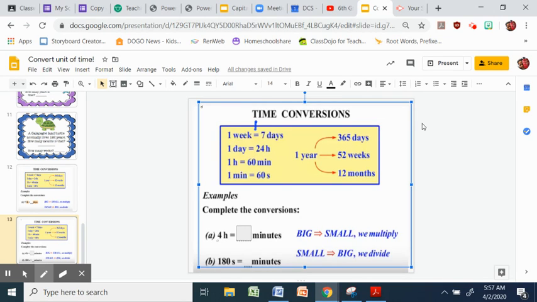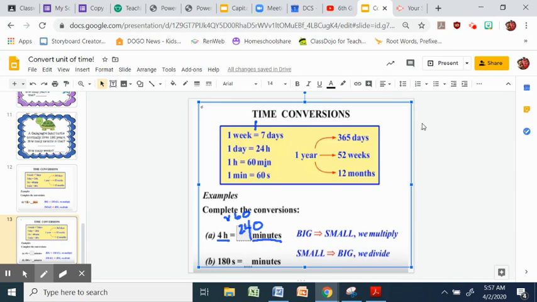What is 4 hours in minutes? I know that an hour is a bigger unit compared to minutes, so I'm going to multiply. I have to look at my conversion basic facts for an hour and a minute. If I have 4 hours and I want to convert into minutes, then I need to multiply. 4 times 60 would be 240 minutes.